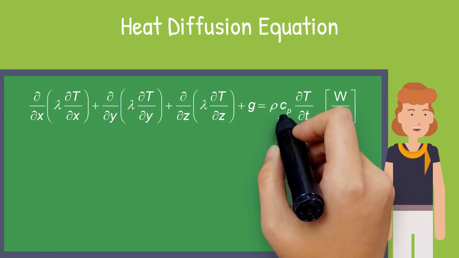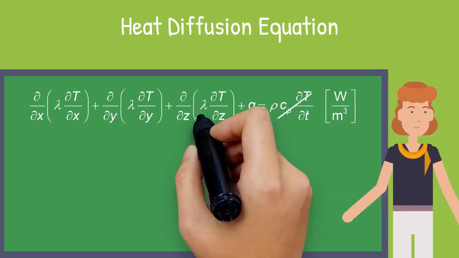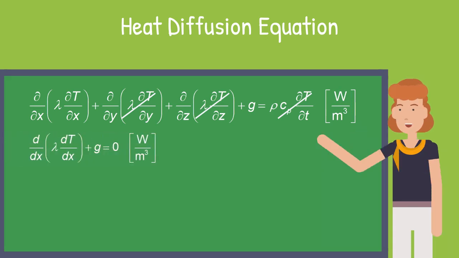For the steady state, the storage term is 0. For one-dimensional conduction, the derivatives of T in two of the dimensions of space are also 0. This is the diffusion equation for one-dimensional conduction in steady state. If the thermal conductivity is uniform and constant, and for solids without internal heat generation, this is the Laplace equation for temperature.